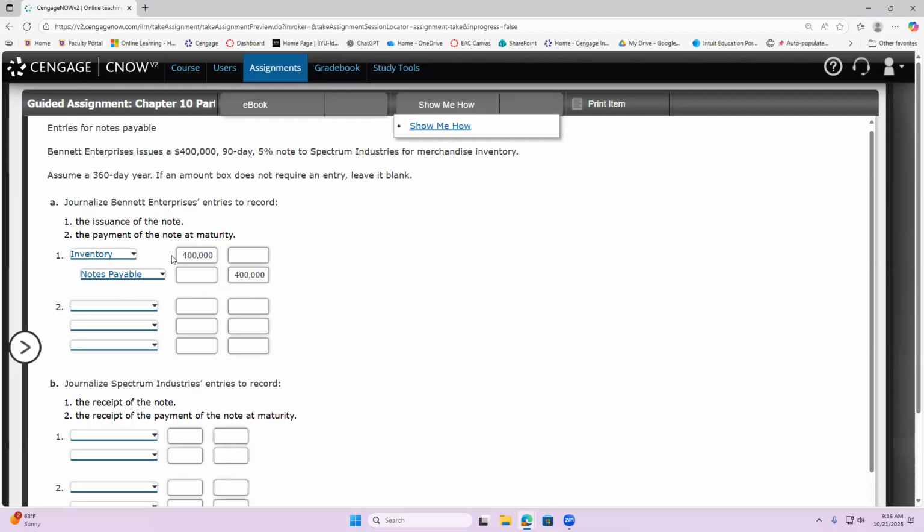Then the payment of the note at maturity, we're going to reduce the notes payable. We're going to figure out the interest expense, and then our cash will go down because we're paying off the note. So the note payable, if it had a balance of 400,000 and we're now paying it off, we'll debit the account 400,000. The interest expense will take the principal times the rate times the time.